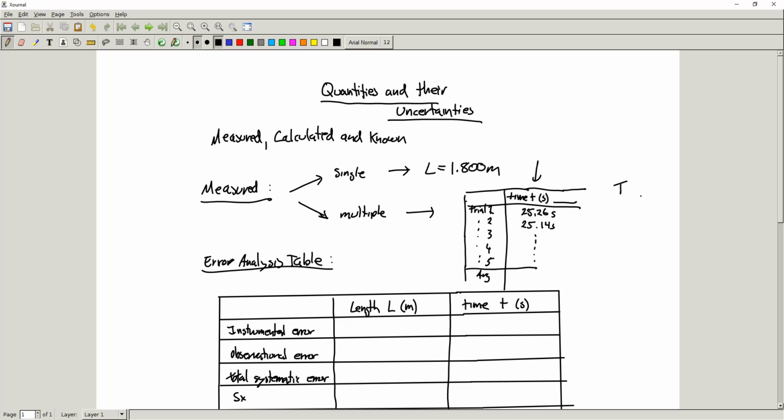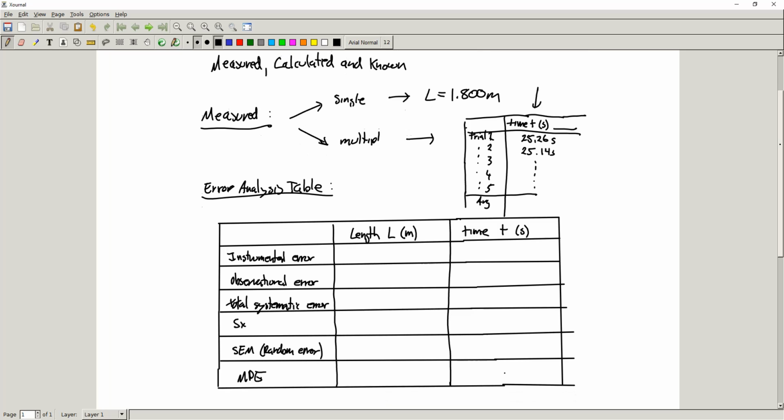So I'm going to talk more about big T when I come to the calculated quantity part. But for the measured quantity, big T is not a measured quantity; it's a calculated quantity. We propagate the error into big T. We don't measure big T. We measure small t. Okay. And so for any measured quantity, whether it's a single measurement or a multiple measurement, we need to have an entry in an error analysis table.